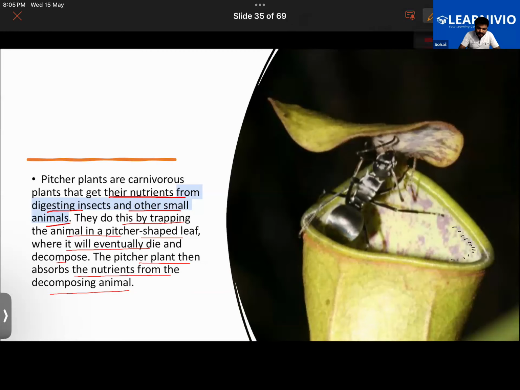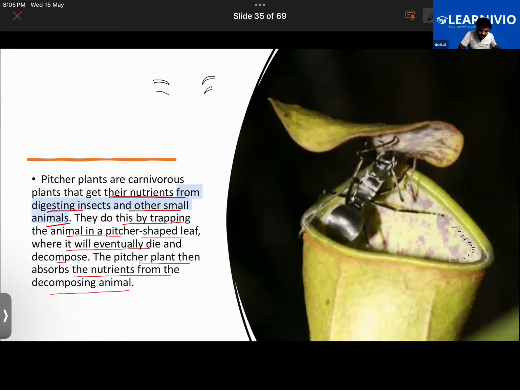Sir, they also have a hairy structure inside. Exactly. They are called trigger hairs. When they feel something on the trigger hairs, they will close. Very good. See what happens basically. They would have hairs that point in the inward direction. It is like this. See, the hair would be bent in inward direction like this.